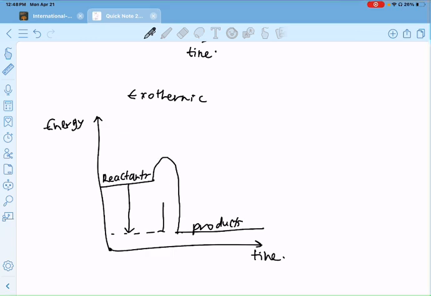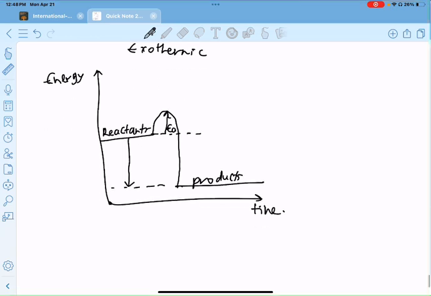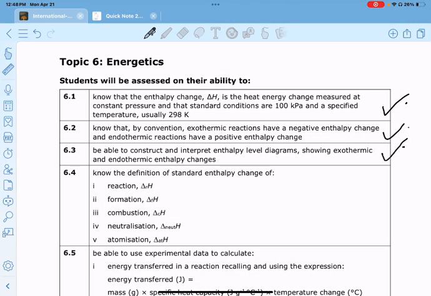The activation energy is not this. Remember, it's always from the reactants. So let me draw that better. It's always from the reactants. So it'll be like this. This is the activation energy represented by EA, okay? Big E, the capital E, and small lowercase a. Okay, yeah, so that's how to construct those diagrams, so we can take that.